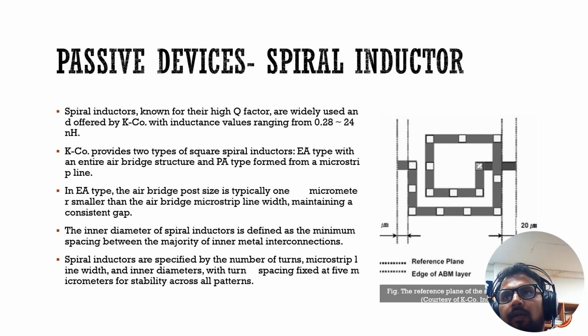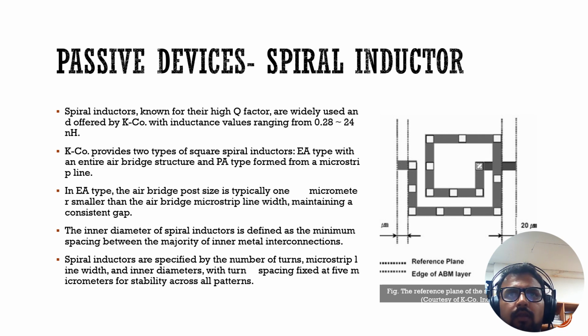So spiral inductors, a reference plane of the spiral inductor is given in the figure, which is taken from the Korean company's component listings. So here is the spiral inductor, known for its high Q factor, widely used and offered by the Korean company, with inductance values ranging from 0.28 to 24 nanohenry. So the Korean company provides two types of square inductors, that is the EA type with an entire air bridge structure, and the PA type formed from the microstrip line.